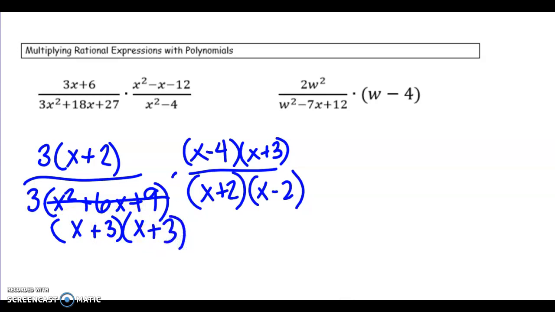Now, I, again, am going to cross reduce and reduce up and down. So x plus 3 and x plus 3, those actually can reduce because they're diagonal of each other. X plus 2 and x plus 2, those can reduce because they're diagonal of each other. My 3's, I can reduce both of those because it's 3 over 3, which is just 1. And then I multiply straight across.